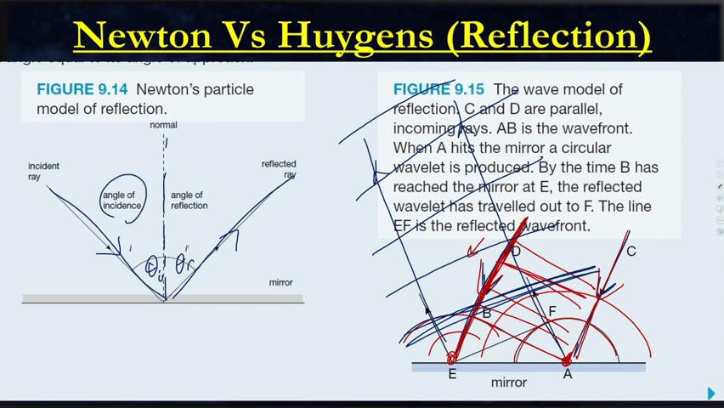Okay, so it hits the mirror, creates a circular wavelet, and then they're both reflected out. Exactly the same idea: the angle of incidence is equal to the angle of reflection. So you can see from that, Newton's particle model of reflection explains it a bit nicer, a bit simpler. The wave model, you know, is a little bit more complex.